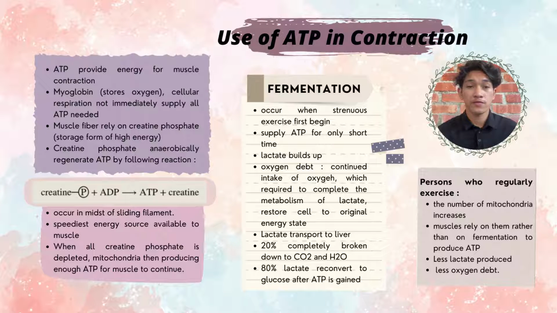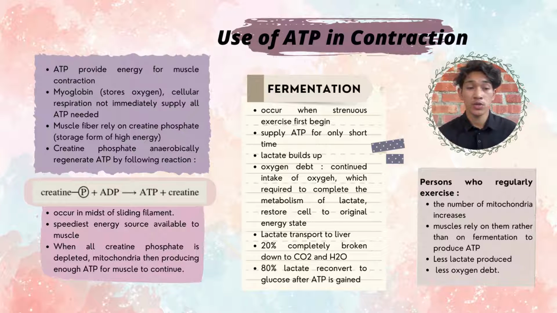When all of the creatine phosphate is depleted, mitochondria may then be producing enough ATP for muscle contraction to continue. If not, fermentation is a second way for muscles to supply ATP without consuming oxygen. Fermentation, which is apt to occur when strenuous exercise first begins, supplies ATP for only a short time. We all have had the experience of needing to continue deep breathing following strenuous exercise. This continued intake of oxygen, which is required to complete the metabolism of lactate and restore cells to their original energy state, offsets what is known as oxygen debt.